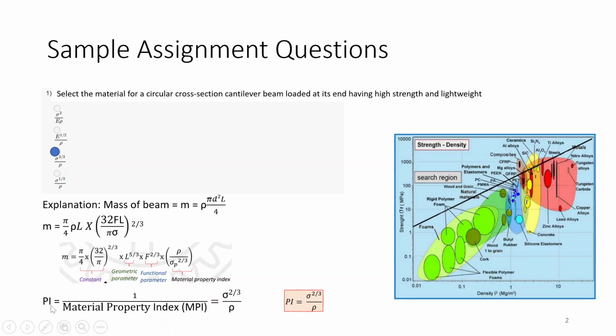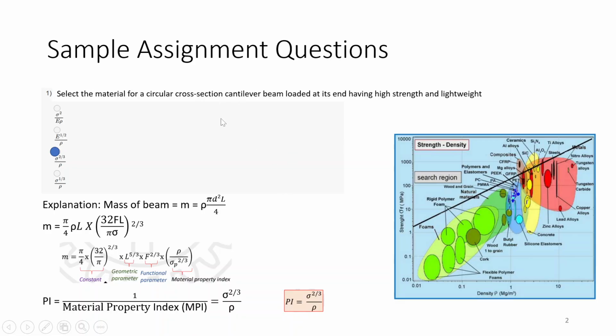So you have to take the inverse of this, and it is also known as the performance index. You have to maximize the performance index. The performance index is given as 1 upon the material property index. The material property index is rho upon sigma to the power 2/3, so you have to minimize this and maximize sigma to the power 2/3 divided by rho. This is your performance index, and you can be asked for the performance index for this particular case as well.